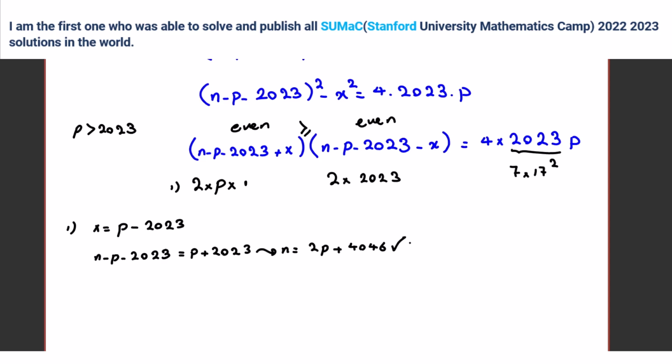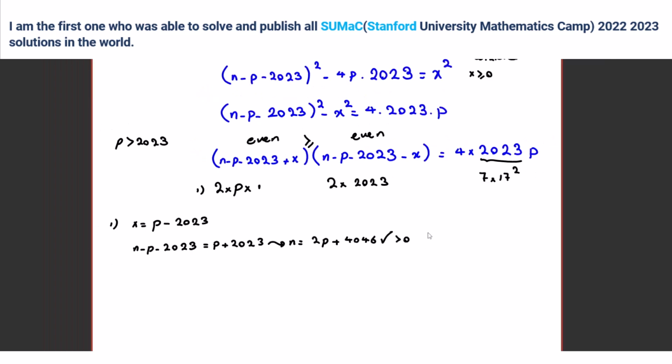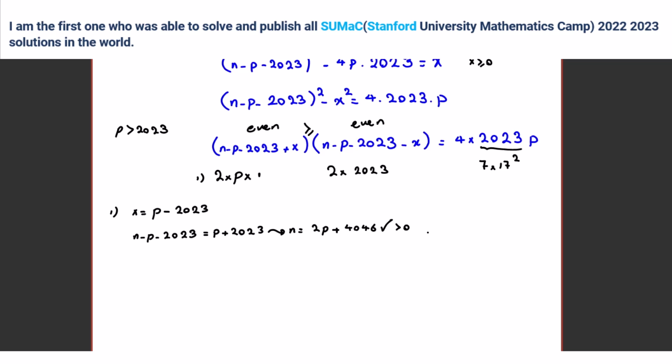Okay, so try to find out all cases where n is positive and see how many cases there are. Okay. So n equals 2p plus 4046 is one solution. In general, we agree we should split 2023 into two parts.